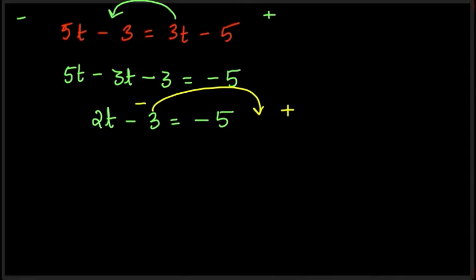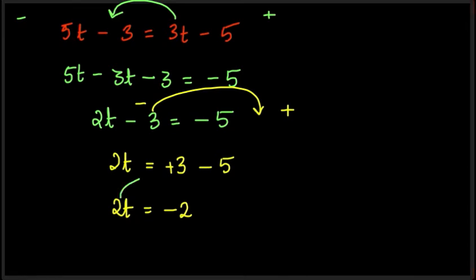So, here we have 2t equals 3 plus 3 minus 5. 2t equals 3 minus 5 gives you minus 2.